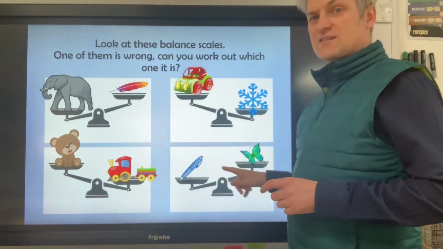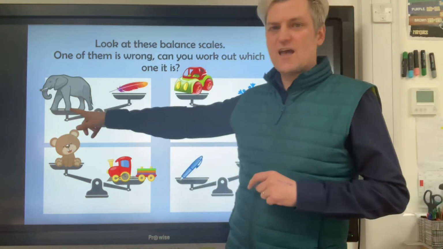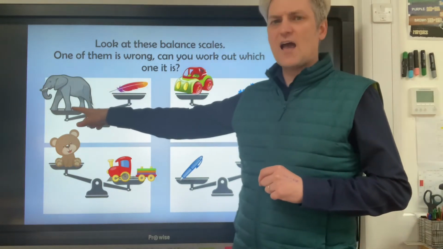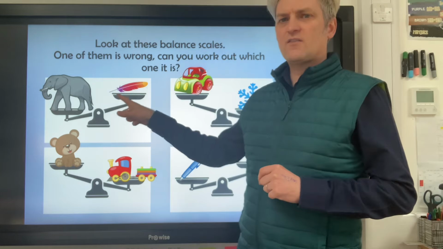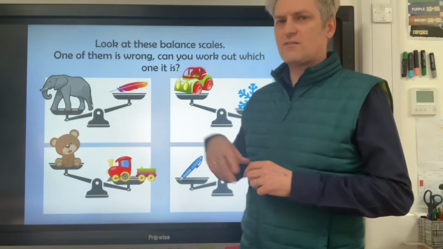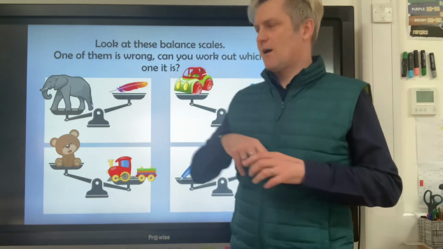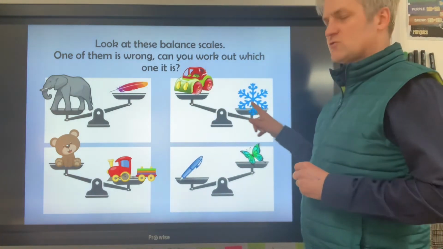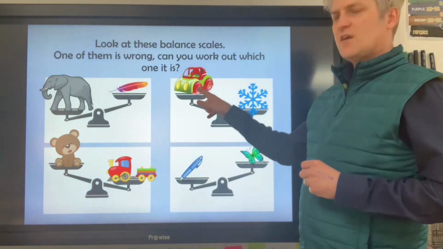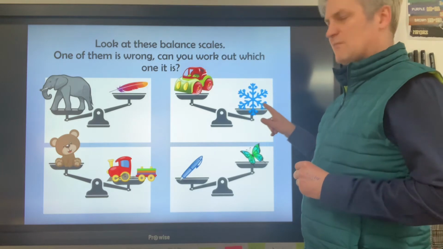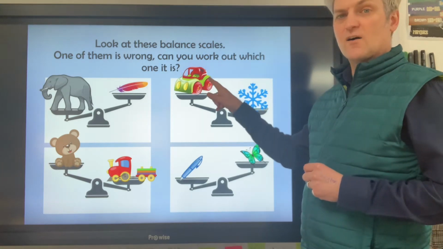Look at all of these different things. We've got an elephant here and a feather. Is an elephant heavier than a feather? Or is a feather lighter than an elephant? Let's think about that. Here we go, look, we've got a car and we've got a snowflake. Is the car heavier than the snowflake? Is the snowflake heavier than the car?